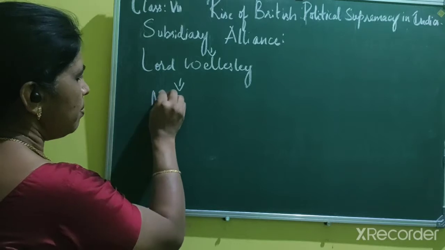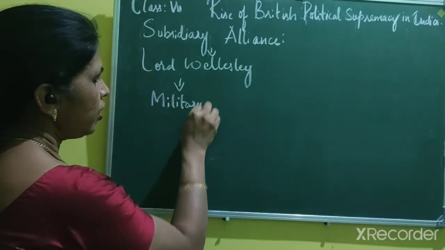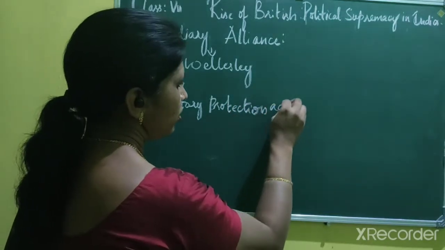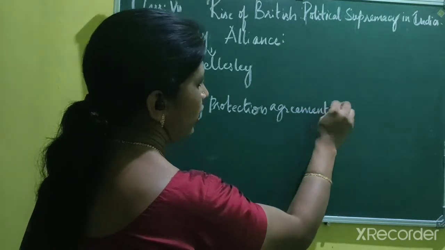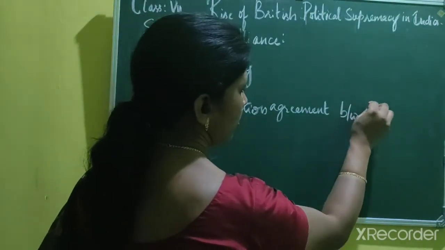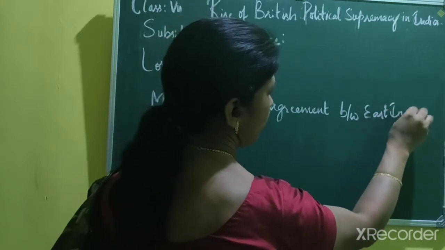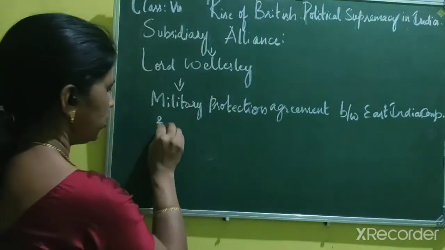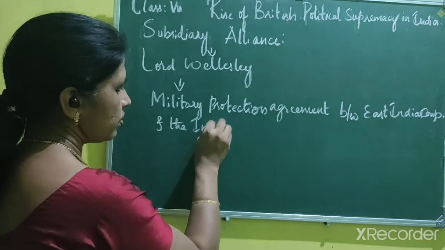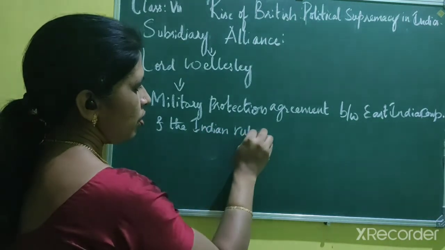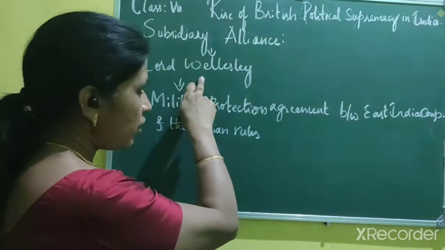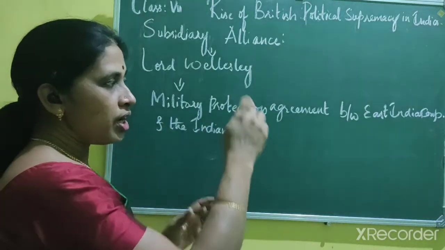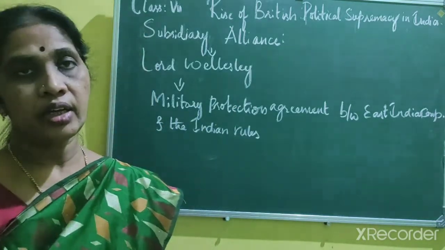This was basically a military protection agreement that was signed between the East India Company and the Indian rulers. So the subsidiary alliance was introduced by Lord Wellesley in the year 1798. It is a military protection agreement between the East India Company and the Indian rulers.